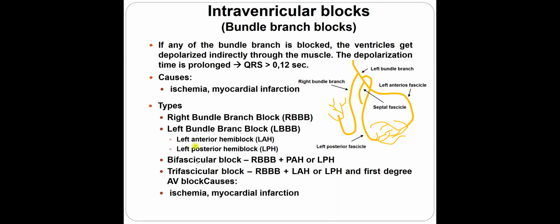We can have what is called a bifascicular block, meaning that two fascicles are blocked. One is always the right bundle plus the anterior or posterior fascicle. So we could have a typical pattern of right bundle branch block together with the sign of an anterior hemiblock or a posterior hemiblock. We can have a trifascicular block as well. The trifascicular block means that we have a bifascicular block plus an AV block, and this is mostly due to ischemia. This is what you have here.